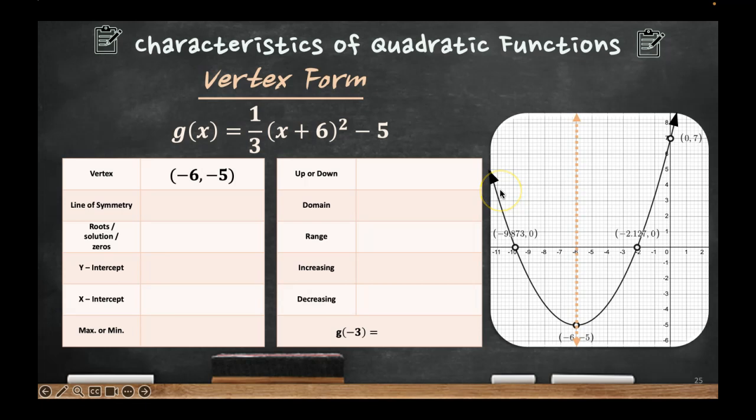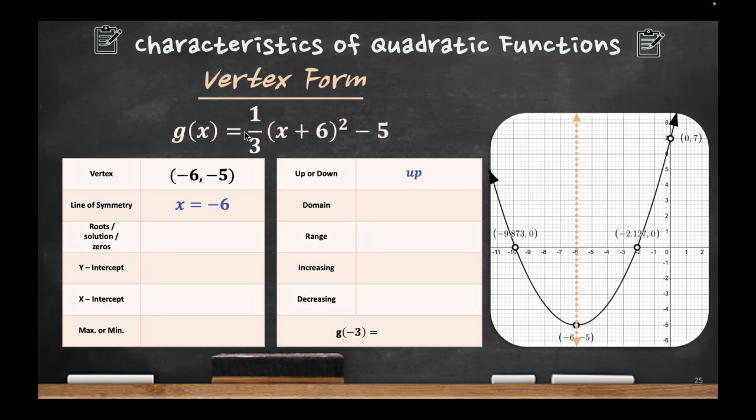All right, so let's go ahead and look at our next example. So we know our vertex because it's in vertex form. Now the line of symmetry, it cuts through our vertex. So it'll be the x value of the vertex, x equals -6. Now when it comes to up or down, we know it's going up because look at that number out front. That number out front is positive. All right, so it's going to be going up.